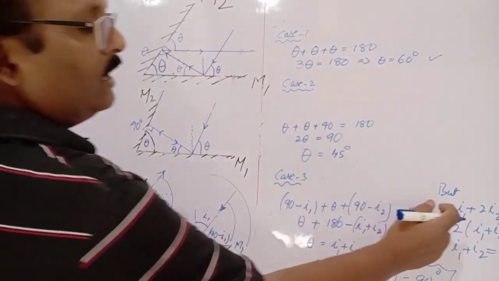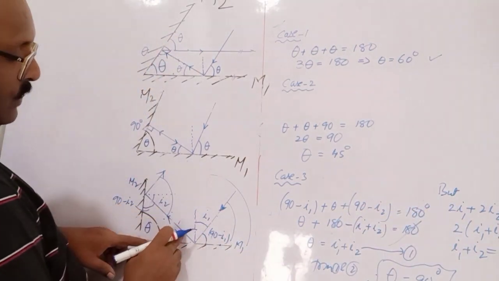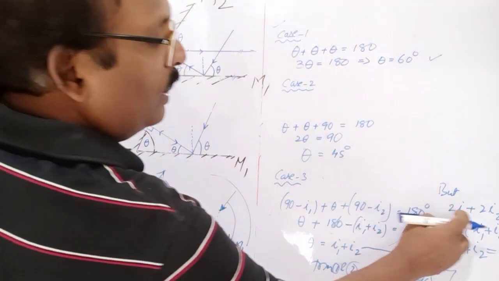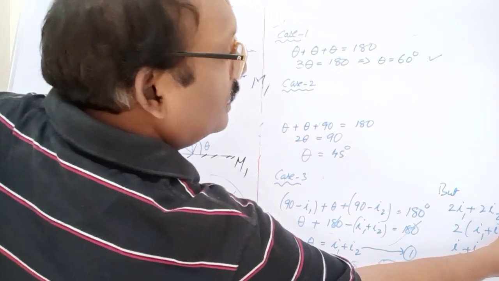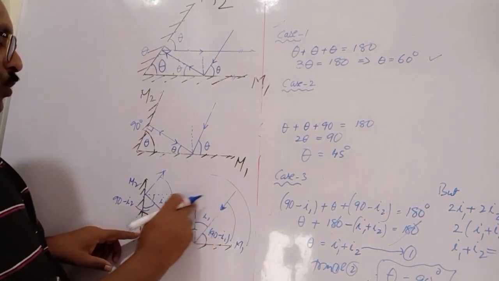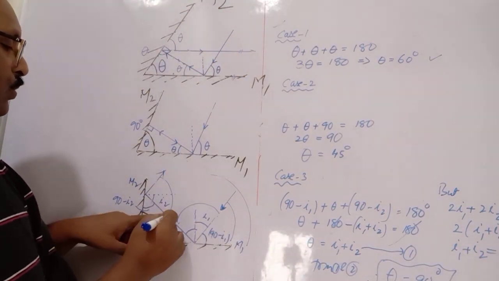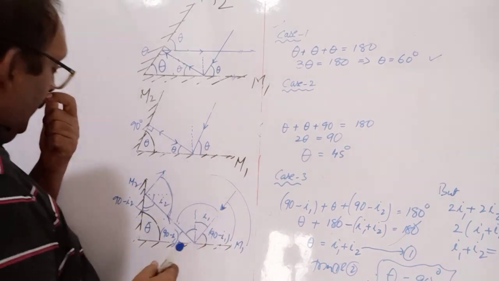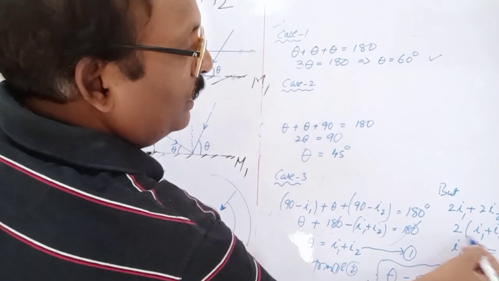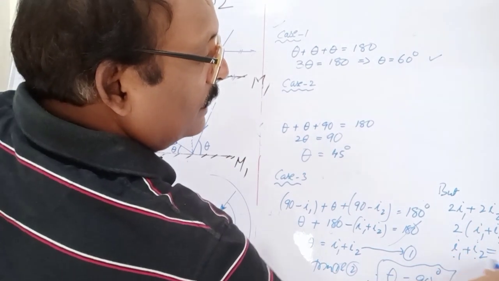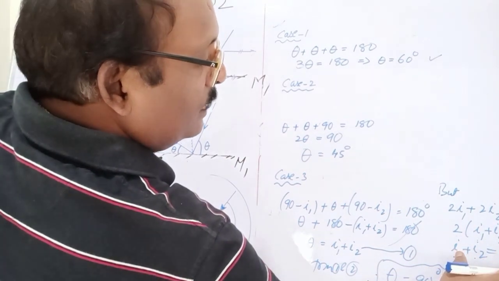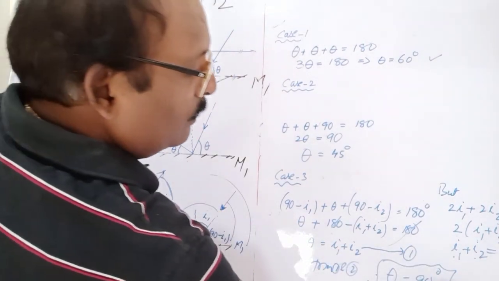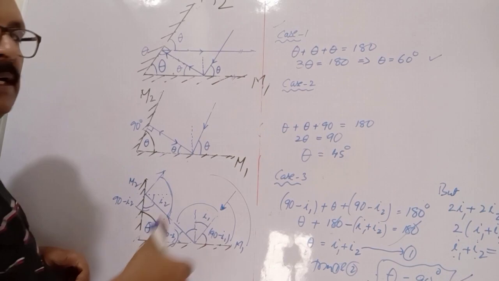The sum of these two angles: this total angle is 2I1, this total angle is 2I2. So 2I1 plus 2I2 should be 180 degrees. Hence 2 into I1 plus I2 is 180 degrees. I1 plus I2 is 90 degrees. As I1 plus I2 is 90 degrees, that is equation number 2. From these two equations, theta must be I1 plus I2. Hence it must be 90 degrees. Thank you.